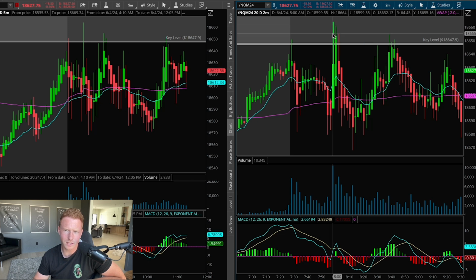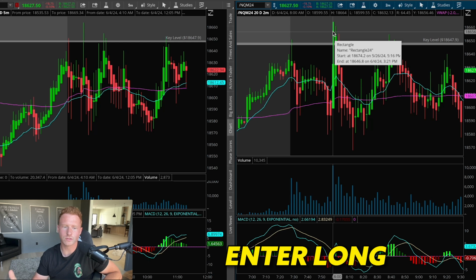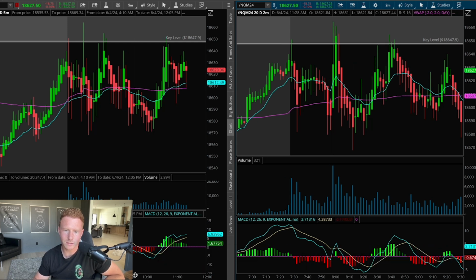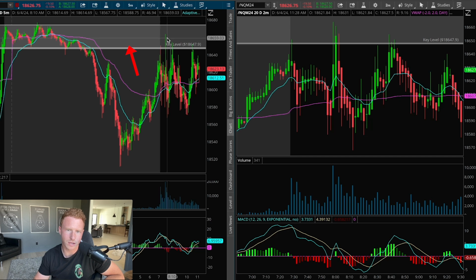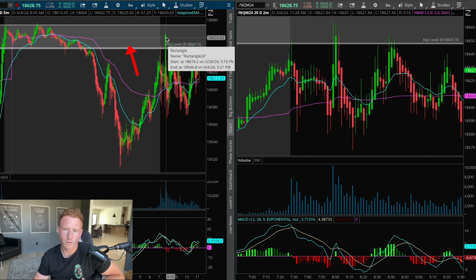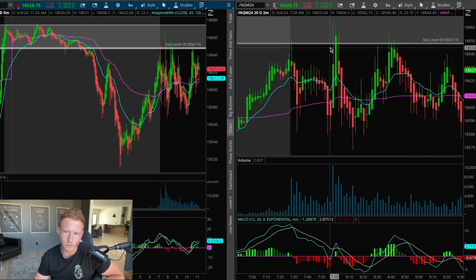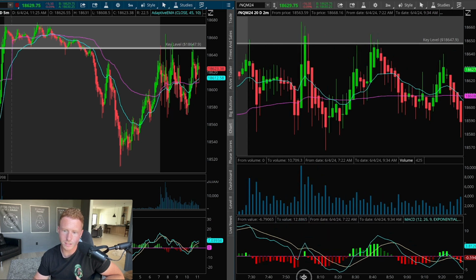Now, I'll let you guys guess, why didn't I enter right here? Well, I never want to enter long at a resistance area. Like I said before, this is a key resistance area that we had in pre-market. I'm not going to enter the market long right when we hit resistance, right after news came out. That doesn't really make sense. So that trade was invalid.